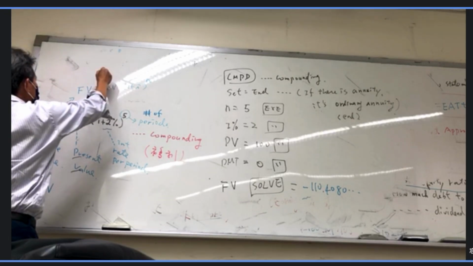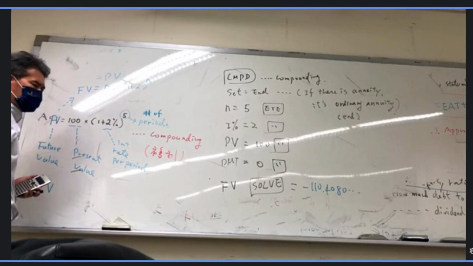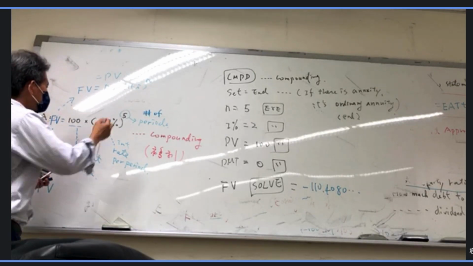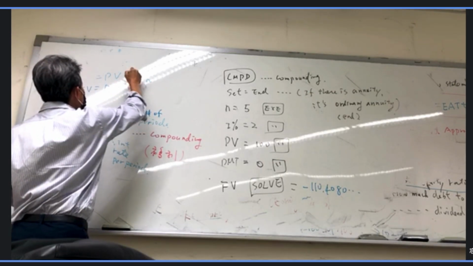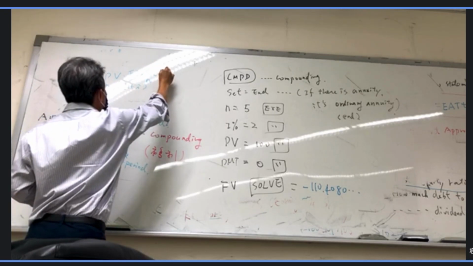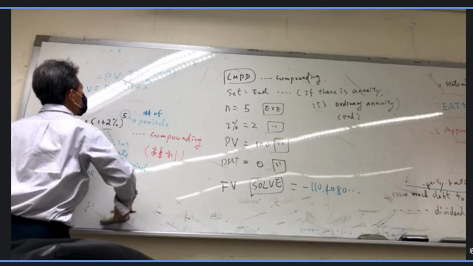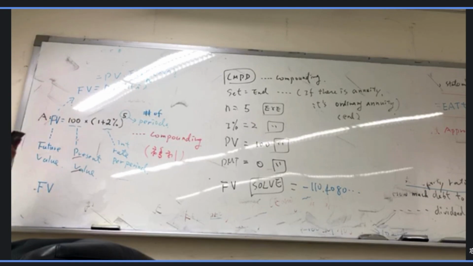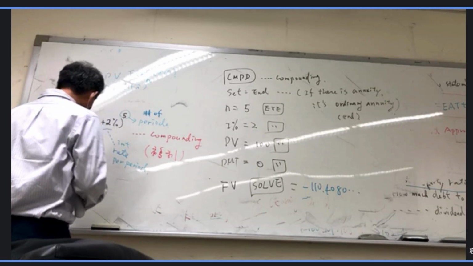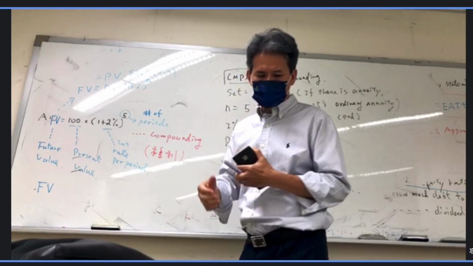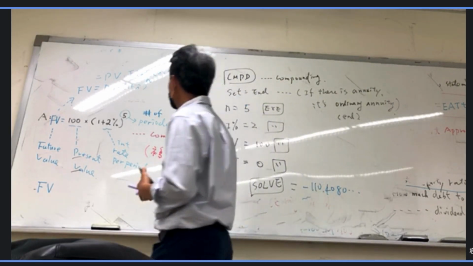Or we can use an interest factor. We call this as future value interest factor. But now you don't need the interest factor because you have the financial calculator. Okay? So if you do not have this, you have to look up the table. Okay, it's called the future value interest factor.